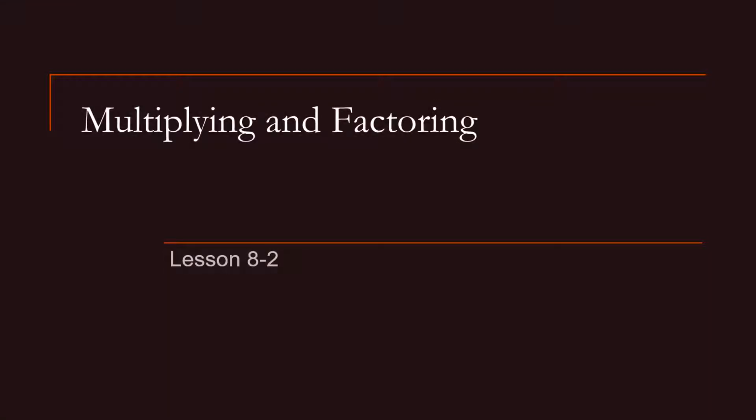This is lesson 8-2, multiplying and factoring. So your rules for multiplying a monomial and a polynomial are as follows. The first thing you want to do is use the distribution property.